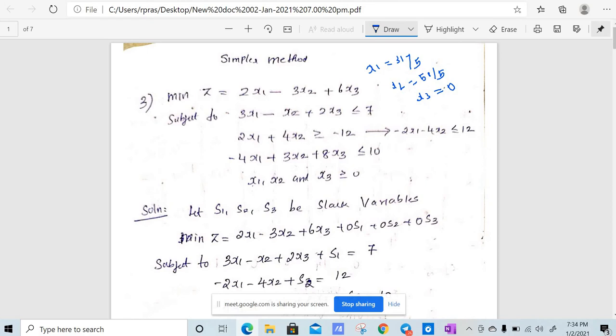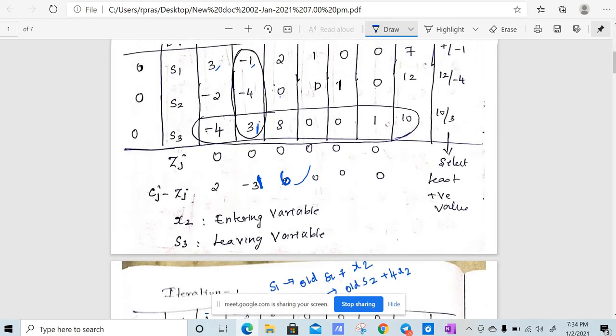So this is the simplex method. More or less both are the same. The only thing is, if they asked for minimum, you just need to check whether all your Cj minus Zj are greater than or equal to 0, and you need to choose the most negative value in Cj minus Zj.